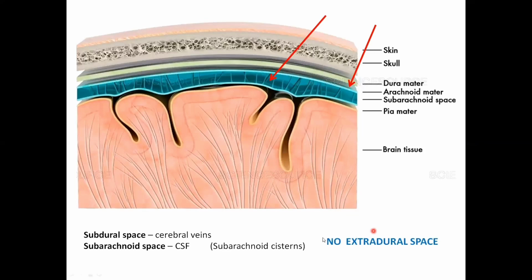Yeah, there is no extradural space in the cranial cavity. Remember that.